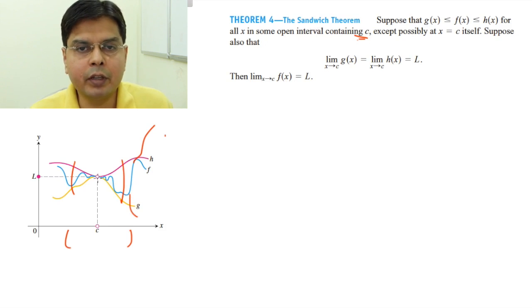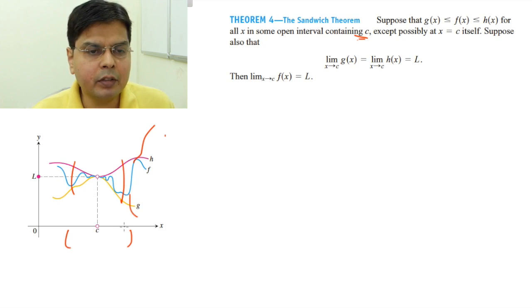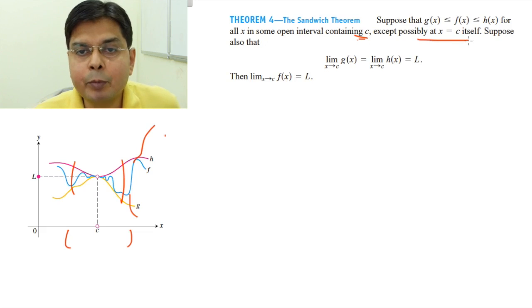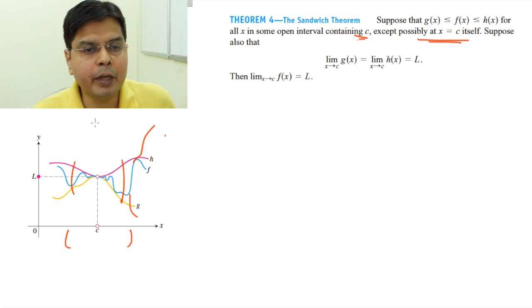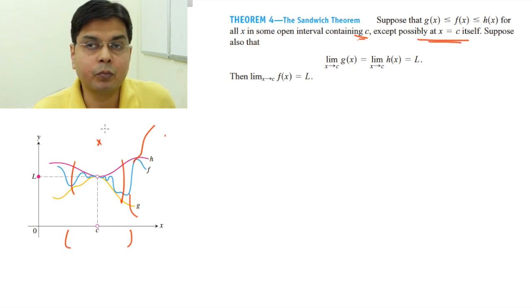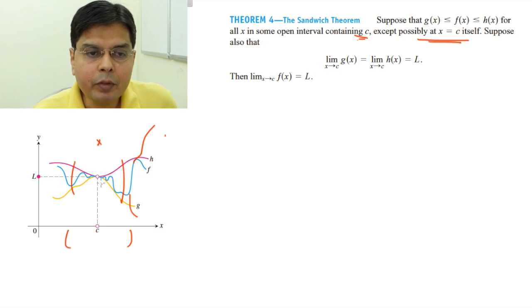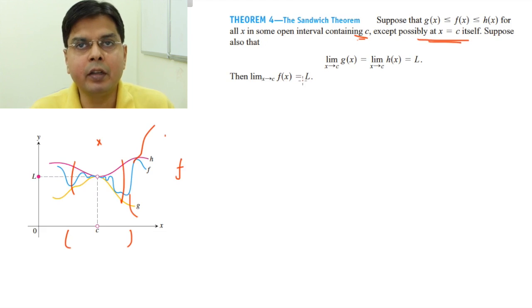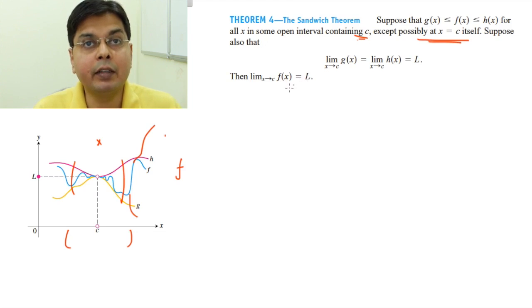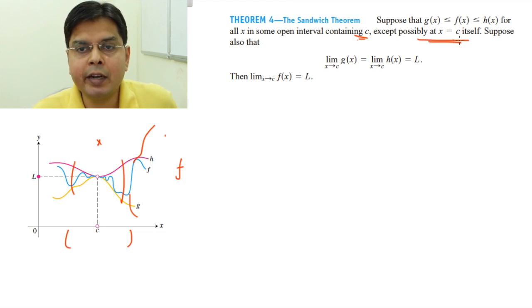What this theorem is saying is that about some point c, there should be an open interval about this point where this blue function should be contained between this h(x) and g(x), except possibly at x equal to c itself. This is also very important. It may be that at x equal to c, my blue may be somewhere here. That is quite possible. So this does not say anything about the value of this function f at x equal to c, because the limit does not depend upon the value of that function at that point. So except possibly at x equal to c.